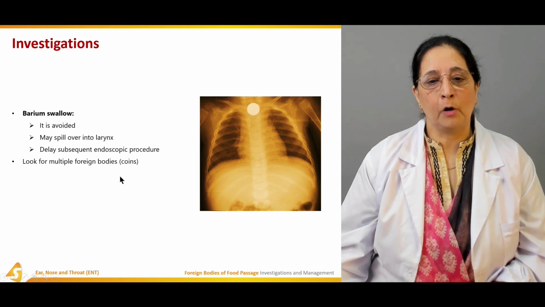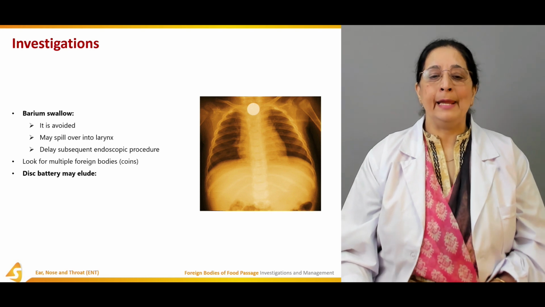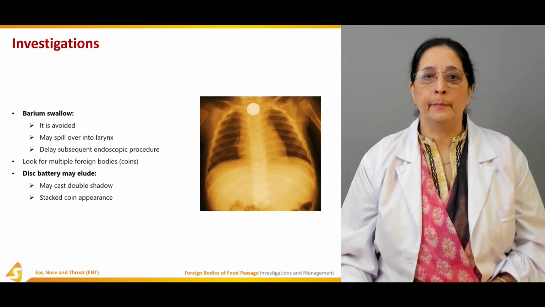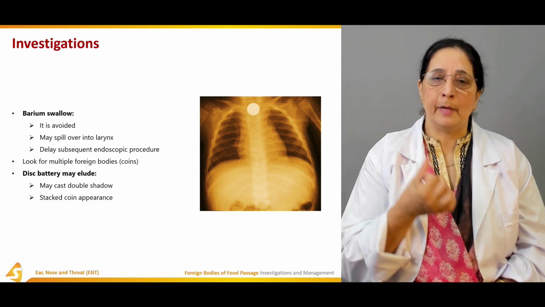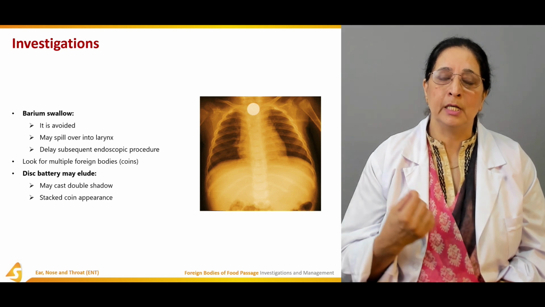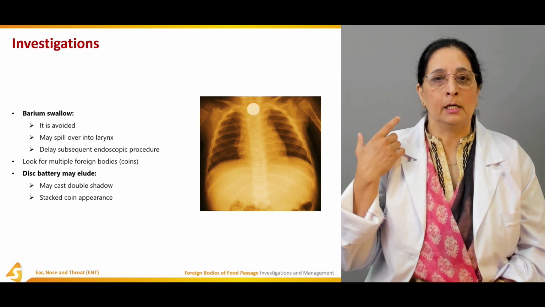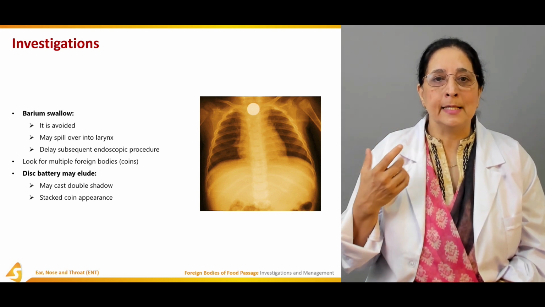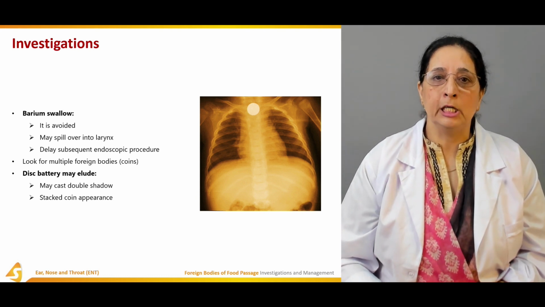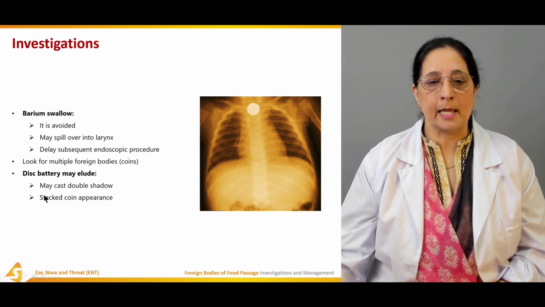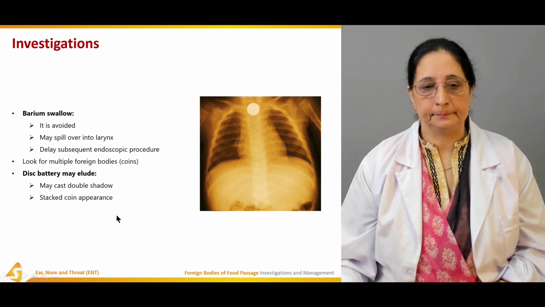Look for multiple foreign bodies, coins. A disc battery may elude detection, and may cast a double shadow, a stacked coin appearance. Disc batteries are the batteries used in watches and in equipment like hearing aids. These disc batteries are very commonly used. So they cast a double shadow and have a stacked coin appearance.